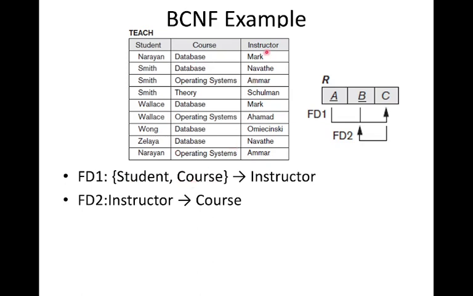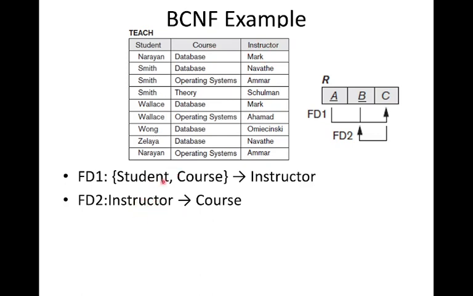There is a full functional dependency: the course is fully dependent on student and instructor, so it is not a problem. But we have a problem here: the functional dependency from instructor to course. It is in third normal form because course is a prime attribute, so it is not a problem. But it is not in BCNF because instructor is not a super key.